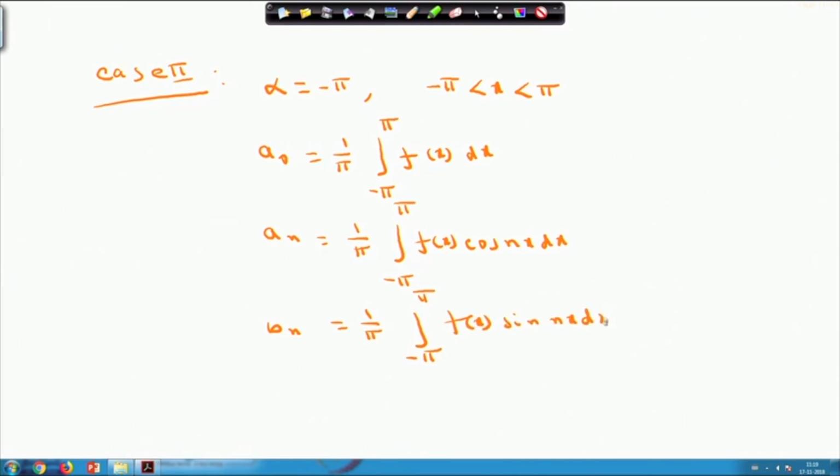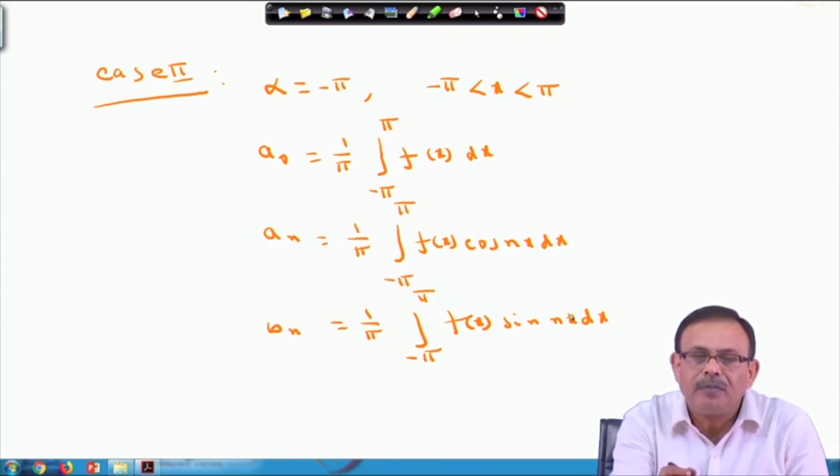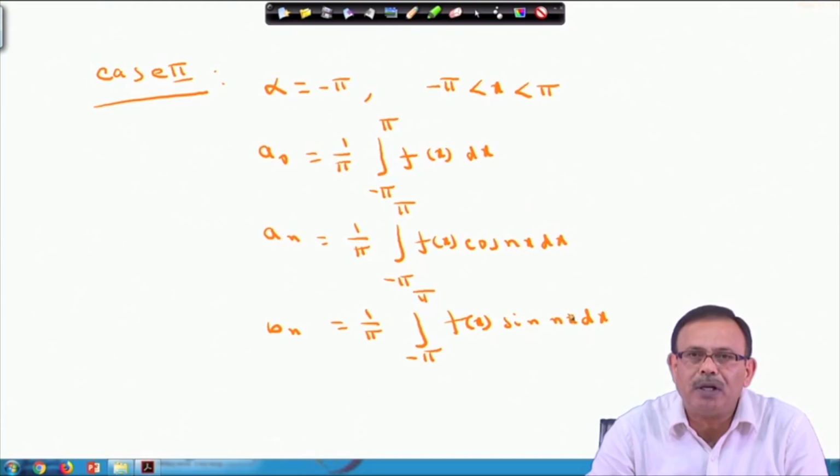So, effectively we have done the generalized case, and in the generalized case we are using this thing: in one case we have done α to α+2π, then I can assume that α equals 0, then the range of x will be from 0 to 2π. I can assume α equals minus π, in that case my range will be minus π to π. In all these cases, the only change is that the limit of the integration changes.